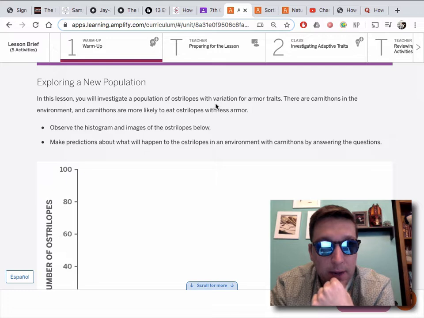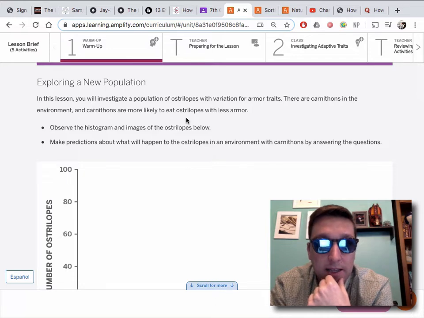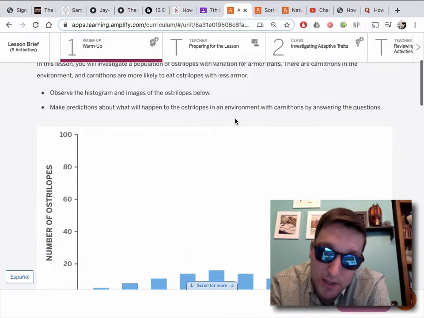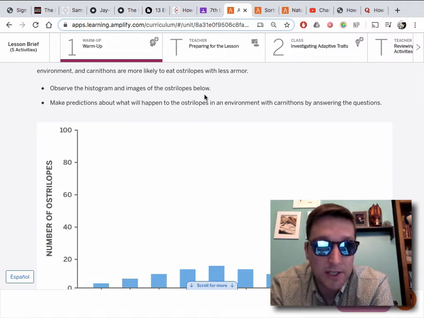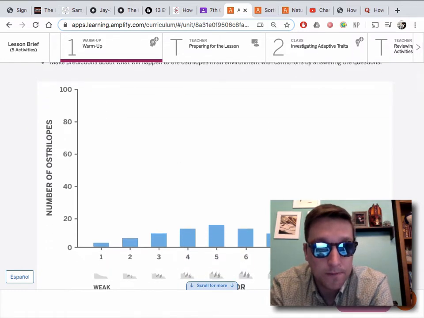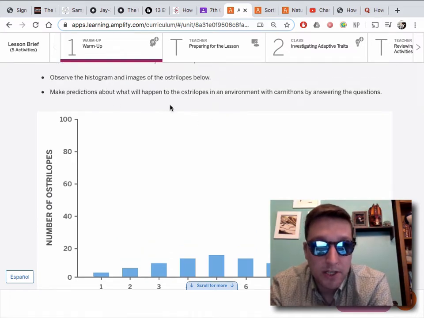You will investigate a population of Australopes with variation for armor. There are Carnothons in the environment, and Carnothons are more likely to eat Australopes with less armor, so it's a defensive adaptation. Observe the histogram and images of the Australopes below. Oh, so this one has a tiny bit of armor here. Make predictions about what will happen to Australopes in an environment with Carnothons.